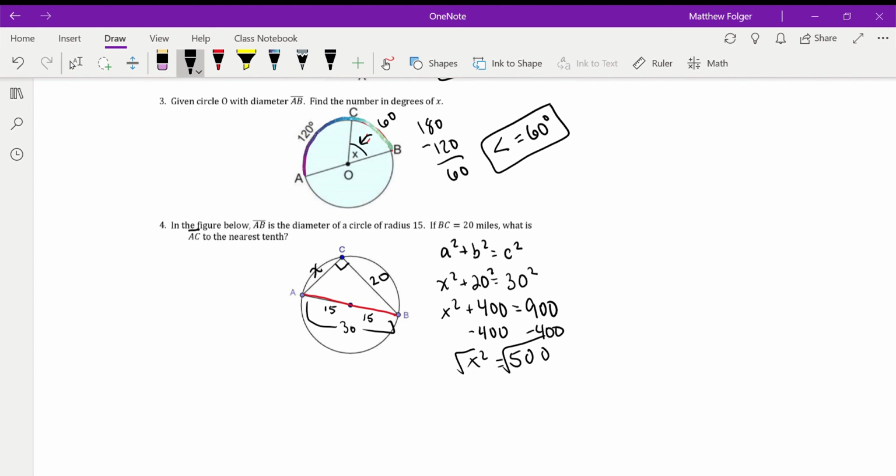Let me pull out my calculator here on my phone. We've got square root 500, and it's about 22.4 to the nearest tenth. So there's the solution to number 4.